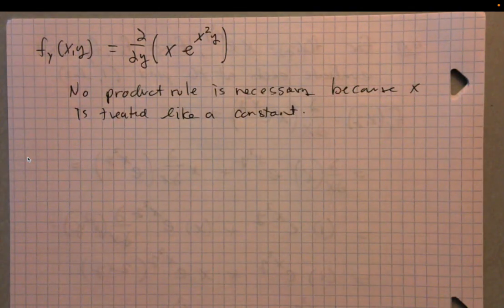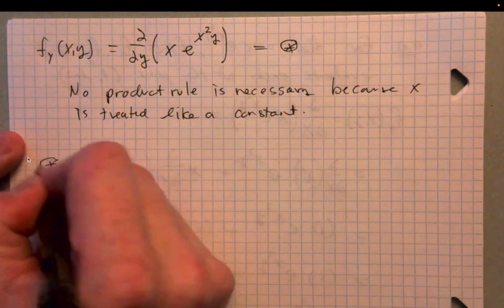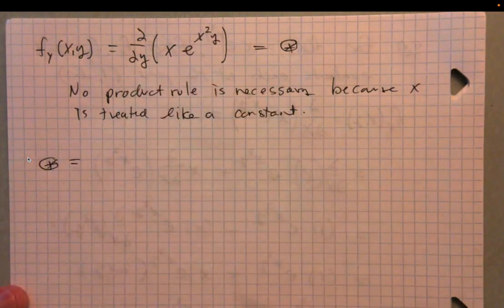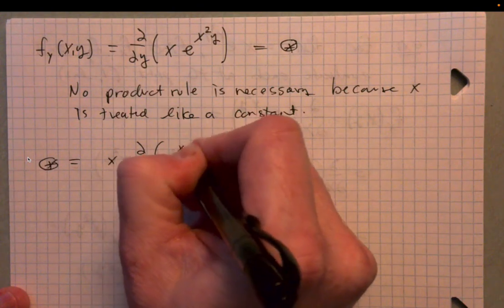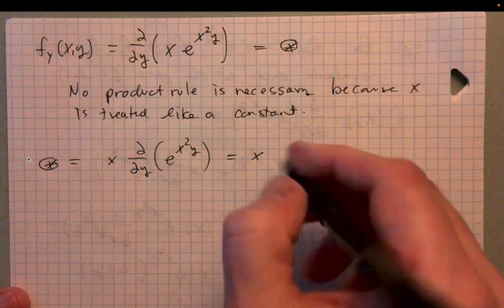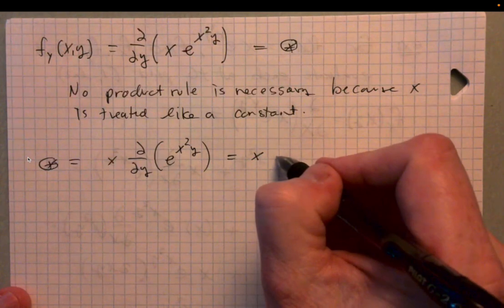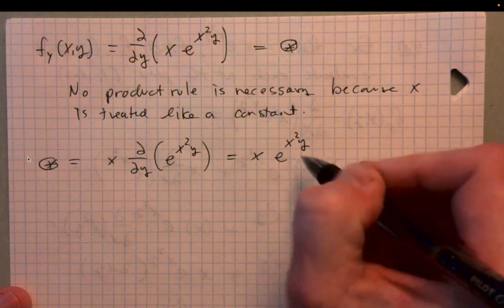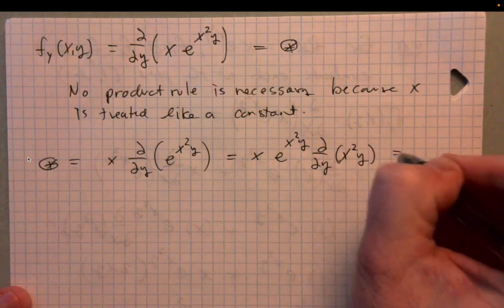Okay, so this one is quite a bit easier to sort out, right? So in this case, you could just factor the x out. You'd think of it as like a constant. So this could be like x times ∂/∂y of e^(x²y). Right, and so that would be x times, and then you still have to use the chain rule here, right? So that's going to be x times e^(x²y), and then you differentiate the x²y piece.